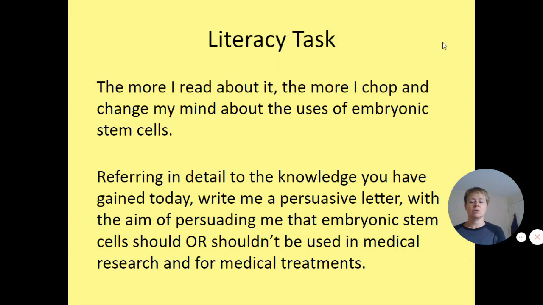So you can pick whether you're going to write a persuasive letter that is for the use of stem cells or against the use of stem cells, but I want you to use the information you've got today to persuade me one way or the other. Now, you're going to need to make reference to both arguments, but I want you to explain why you think one argument outweighs the other. Now, if like me, you're a bit undecided, then what I'm going to ask you to do is just choose a viewpoint and practice arguing for that viewpoint over the other one. Okay, but it's totally up to you which viewpoint you take.